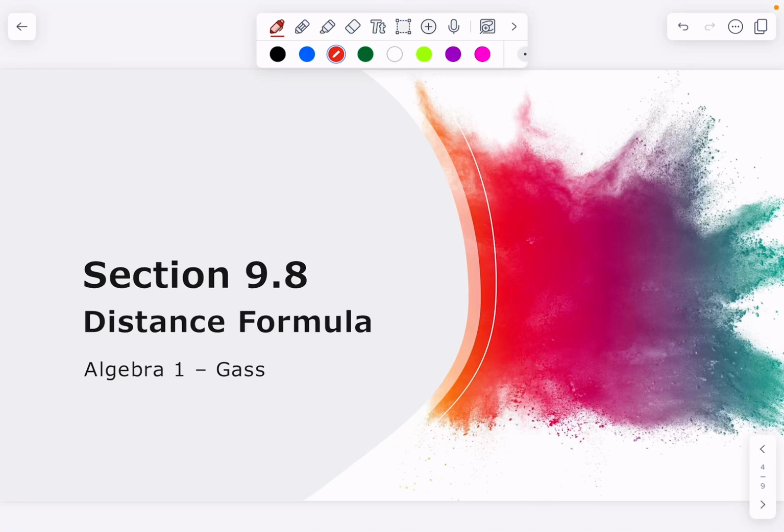Hello everybody. Today we're going to be finding the distance between 2 points using the distance formula. Essentially this is a different form of the Pythagorean theorem which we talked about yesterday, so it's going to have very similar results. So here we go.